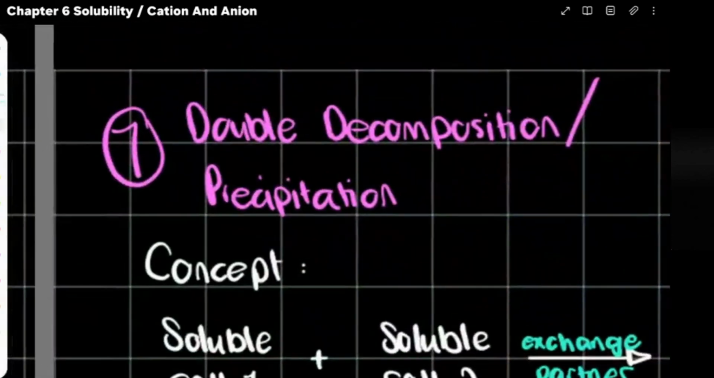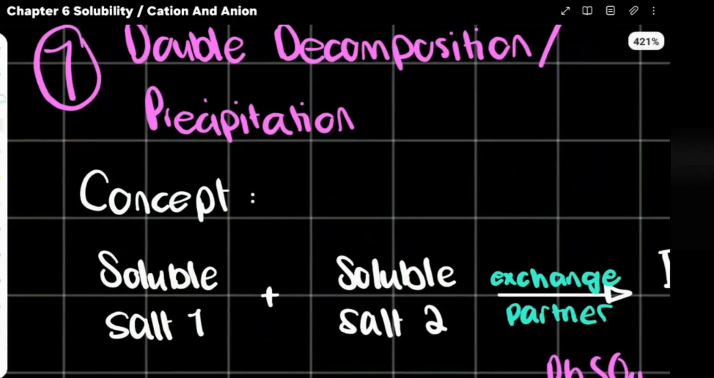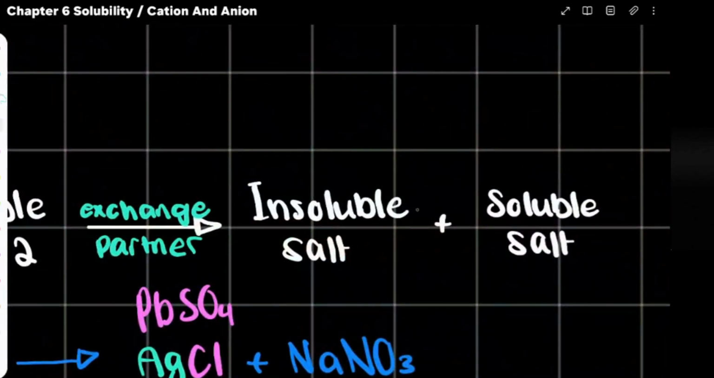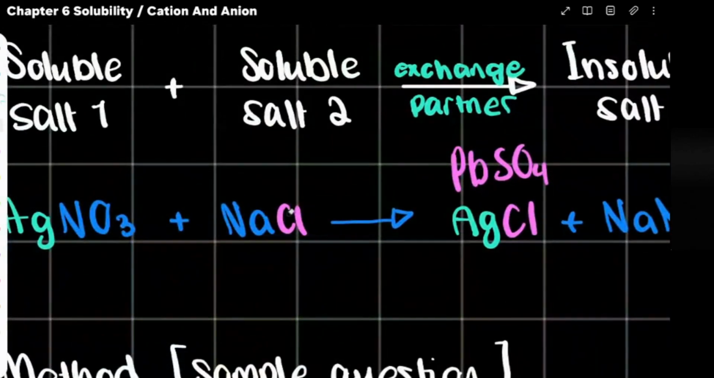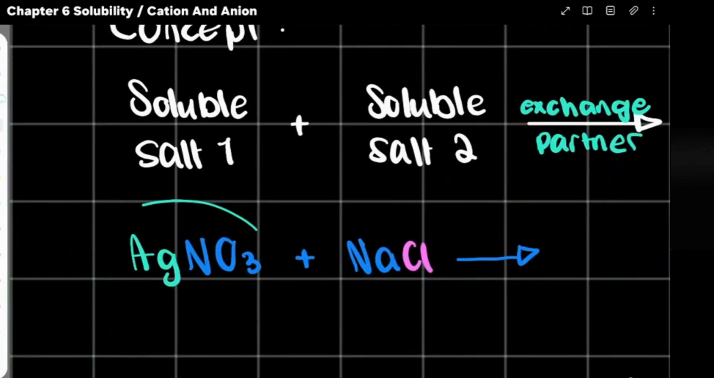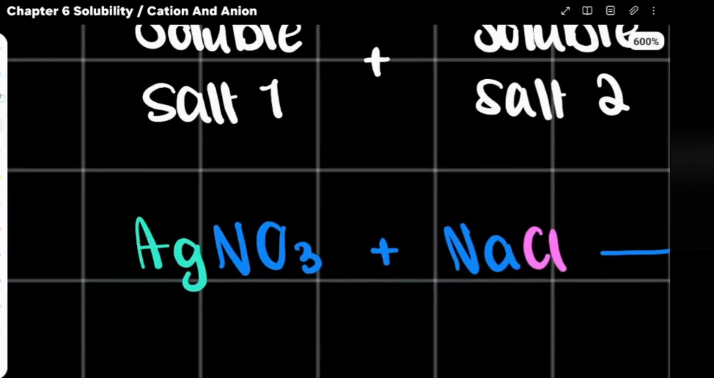The concept is basically like this. First, you put two soluble salts, and then they exchange partners to form one insoluble and one soluble salt. For example, look here. This is the first salt that we're going to use. It is soluble, because always look at the back. The back is nitrate, NO3. Nitrate is no spam.